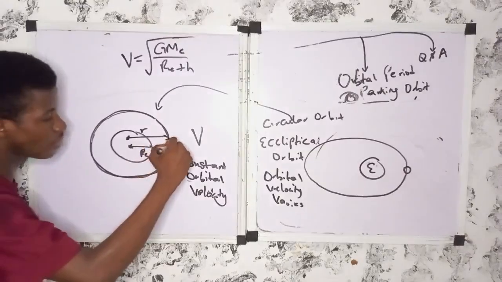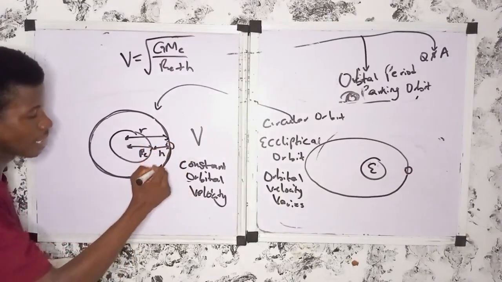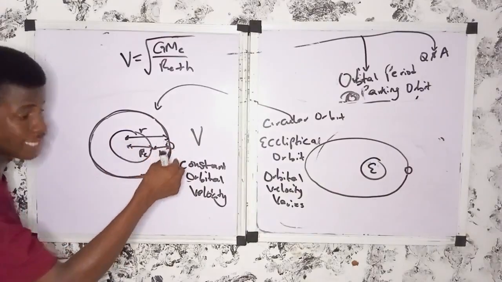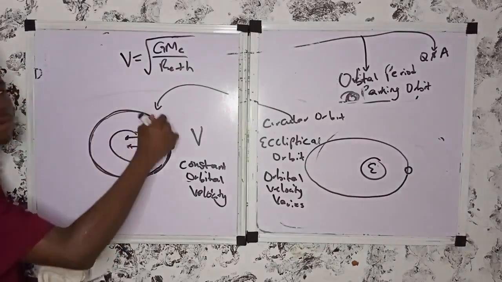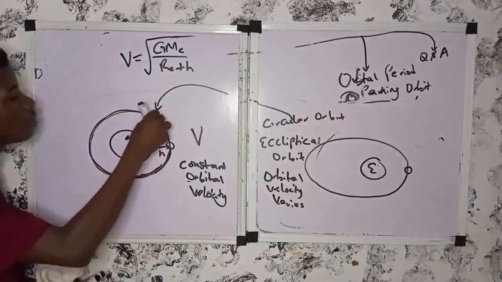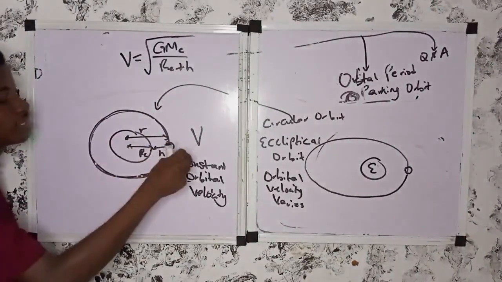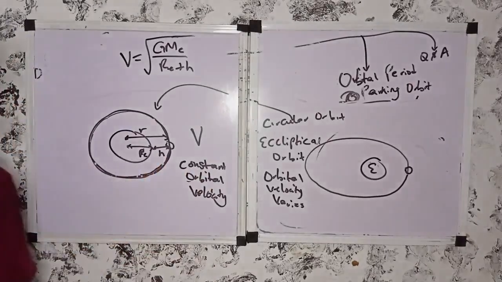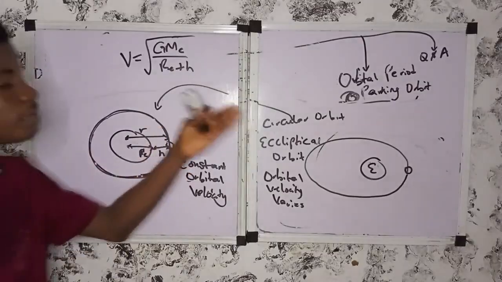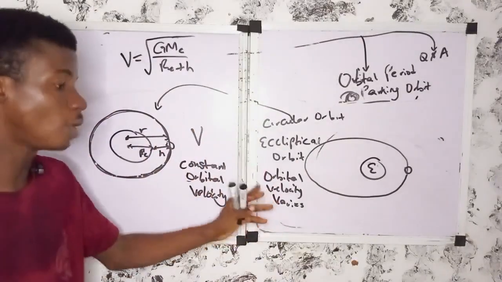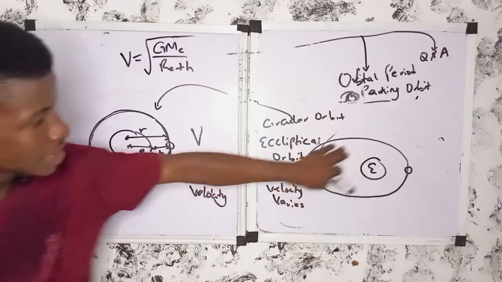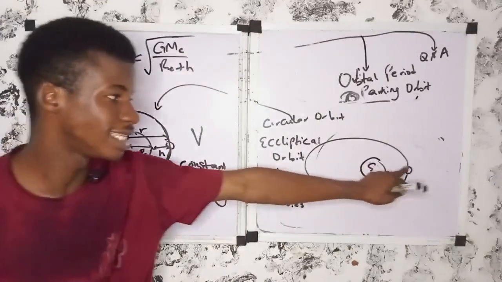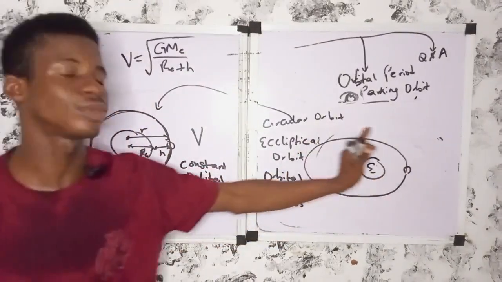Now, if the satellite is moving in a circular orbit, the velocity is constant because the distance from the center of the Earth to the satellite is the same at all points. At all points, the satellite is moving with the same orbital velocity. The velocity does not change. But in an elliptical orbit, the orbital velocity varies because the distance between the Earth and the satellite is not the same at all points.